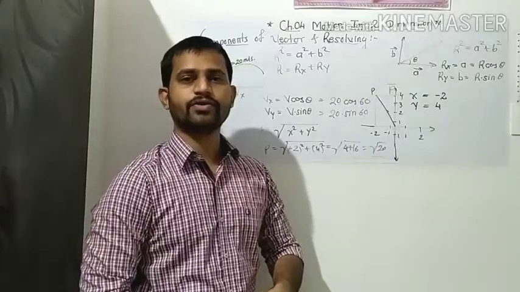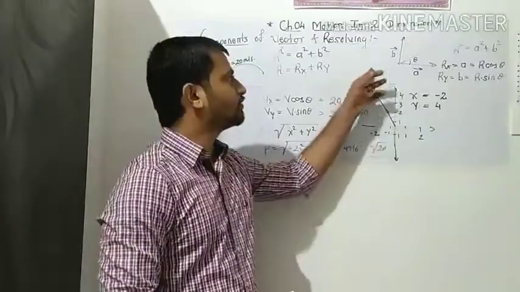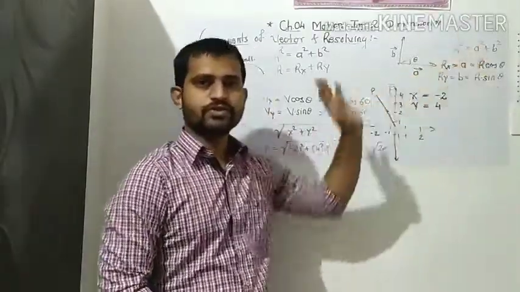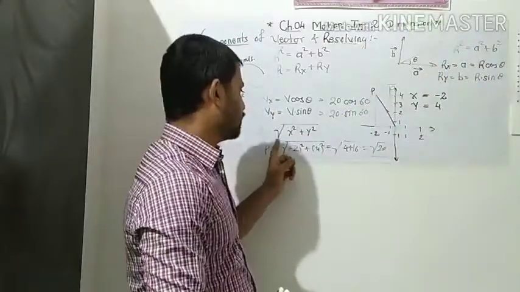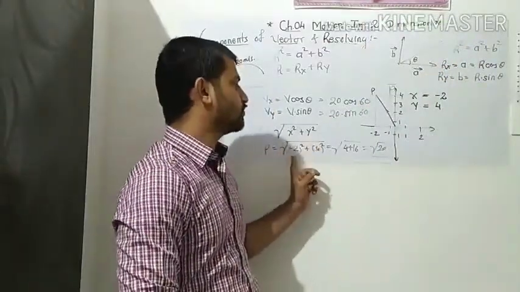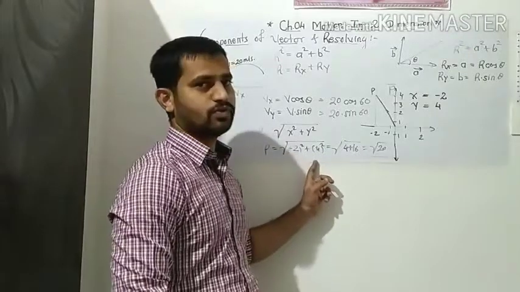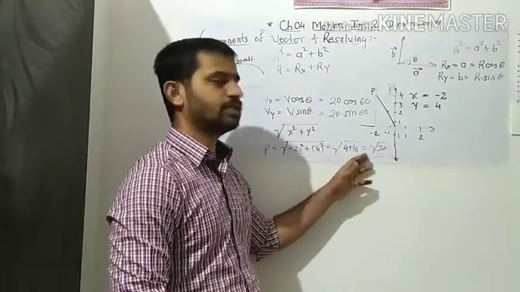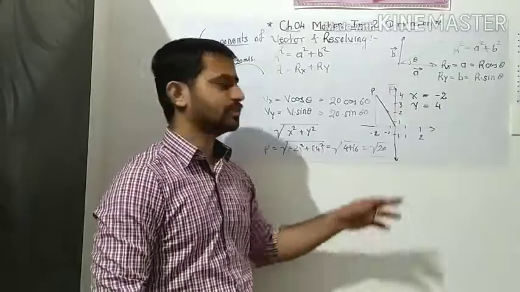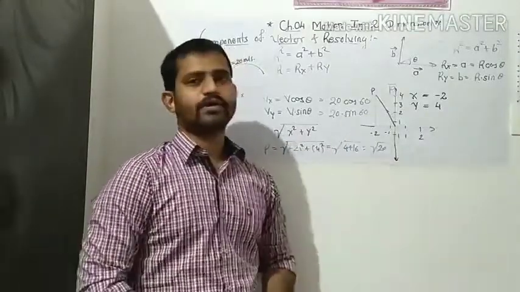And what about the magnitude? We can use the formula R squared is equal to A squared plus B squared. So accordingly P is equal to under root of x squared plus y squared. So P is equal to under root of -2 squared plus 4 squared, which is under root of 4 plus 16, under root of 20. Okay, this is the magnitude of our vector P.